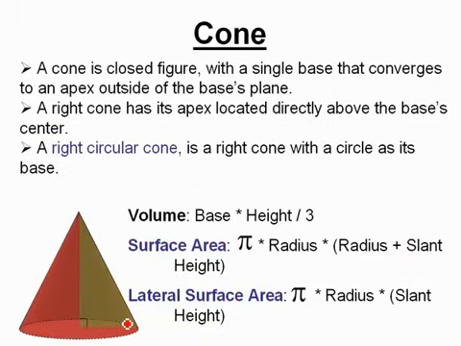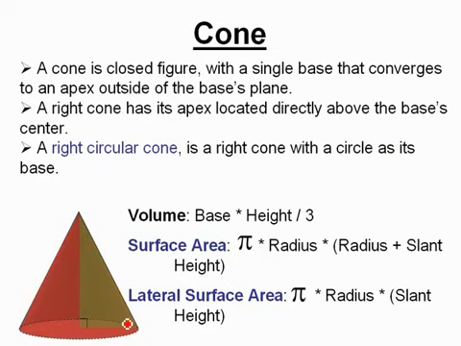So a cone. A cone is a closed figure with a single base that converges to an apex outside of the base's plane. So, what this means is that if you think of the analogy between a cylinder and a prism, where a cylinder doesn't have to have a polygon as its base, it's the same thing for a cone, the relationship between a cone and a pyramid.